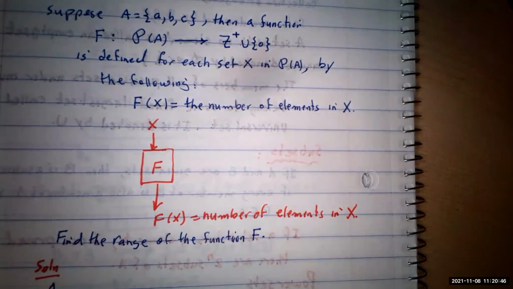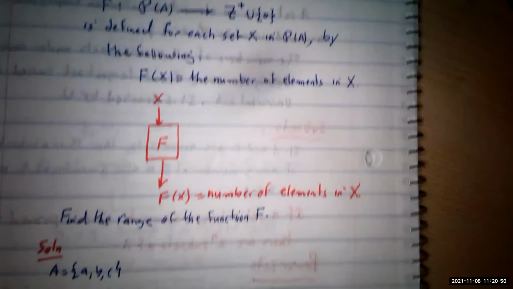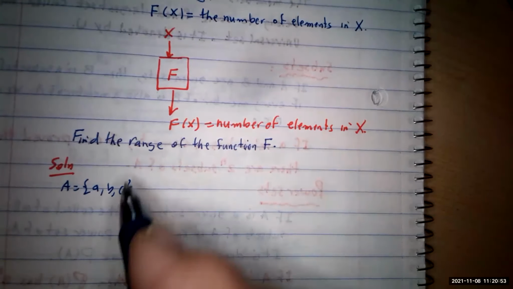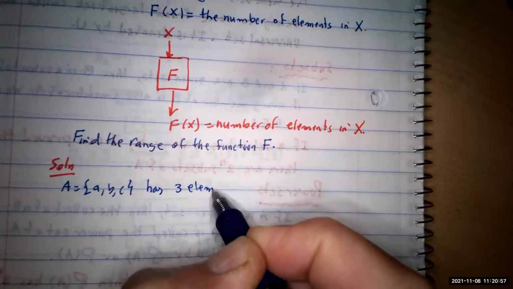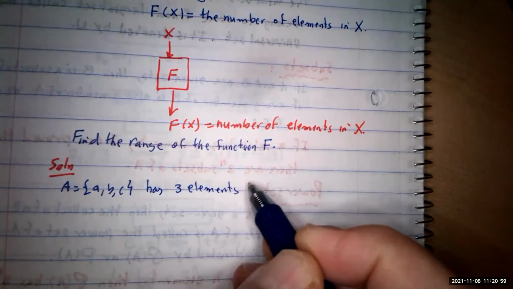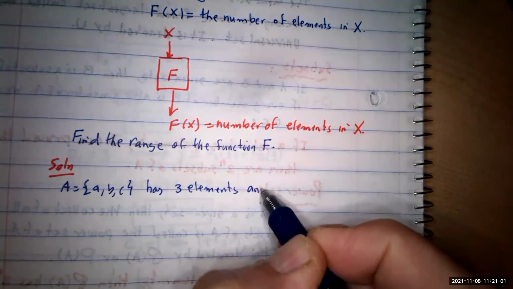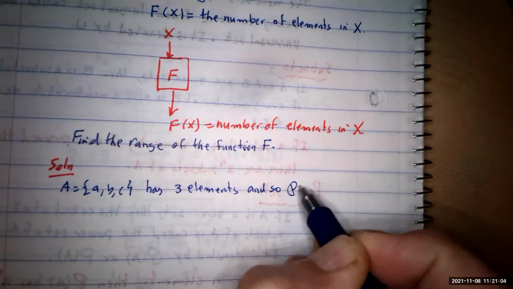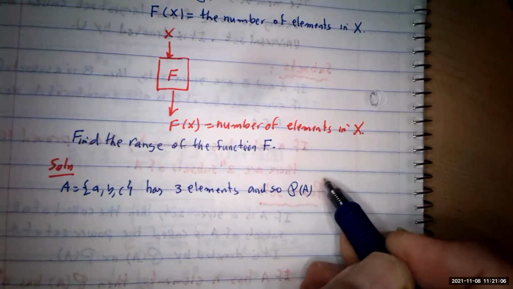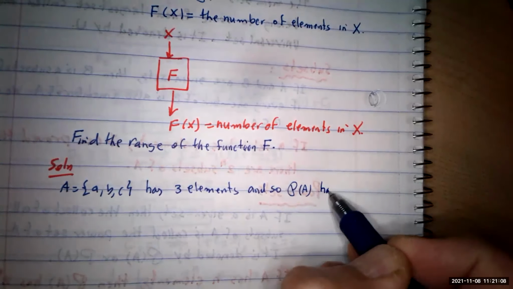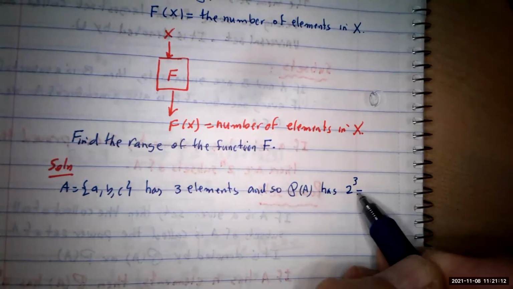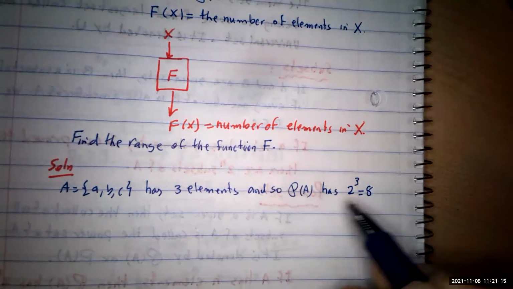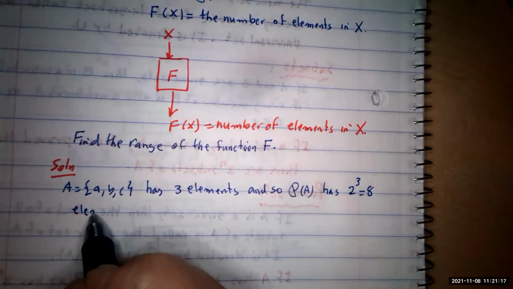Okay, so for the solution, we say that A is {A, B, C}. So it has 3 elements. And so this P of A, P of A has what? It has 2 cubed, which is equal to 8 elements.